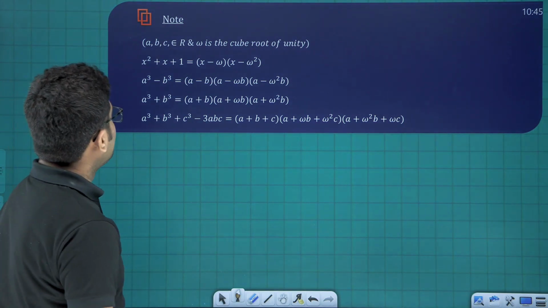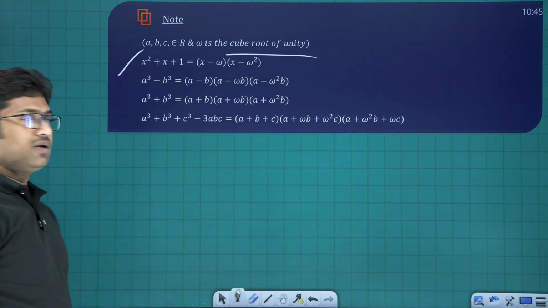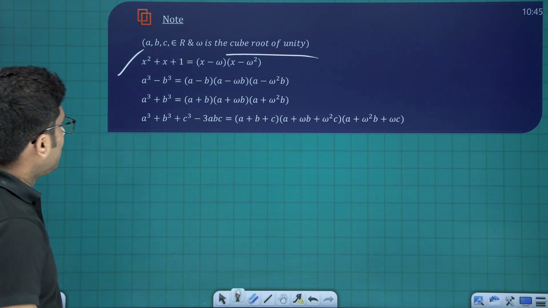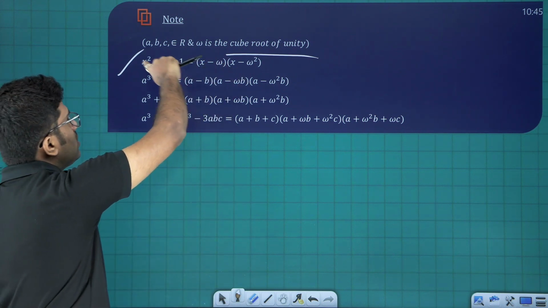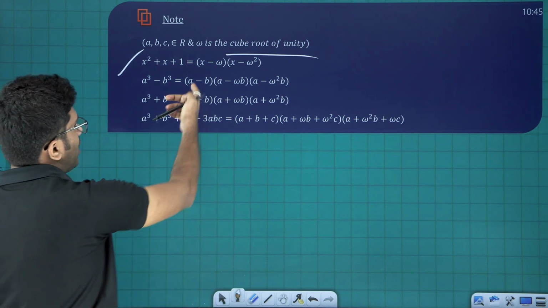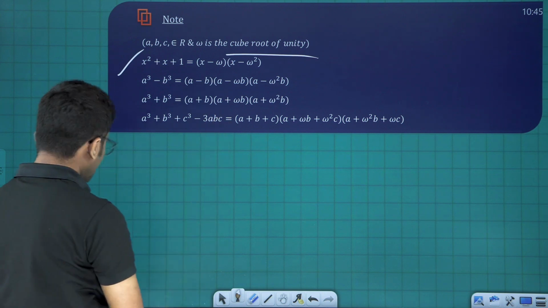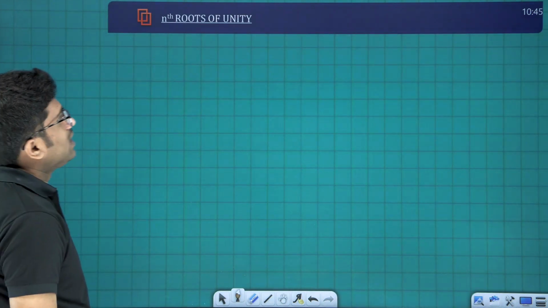Next, a, b, c belong to R, and omega is the cube root of unity. x squared plus x plus 1 can be written as x minus omega into x minus omega squared, because the roots of this are omega and omega squared only, no? a cubed minus b cubed we can write as a minus b into a minus omega b into a minus omega squared b, all these three, friends. Next, nth roots of unity.